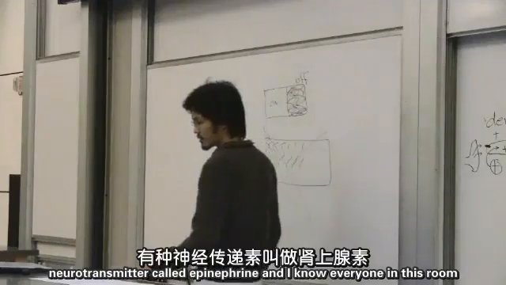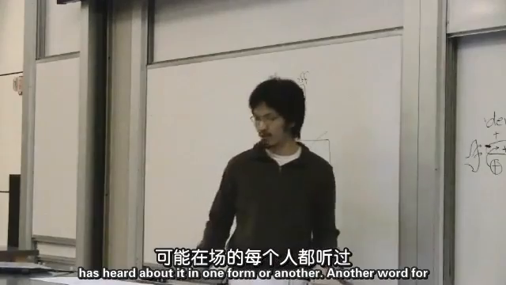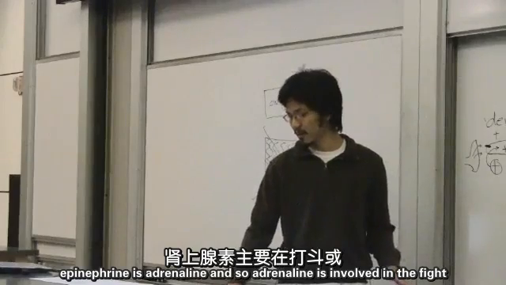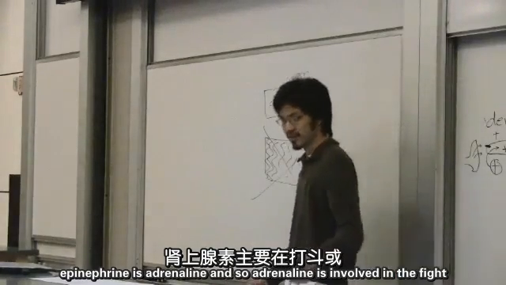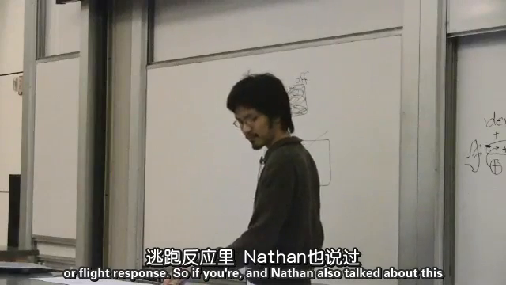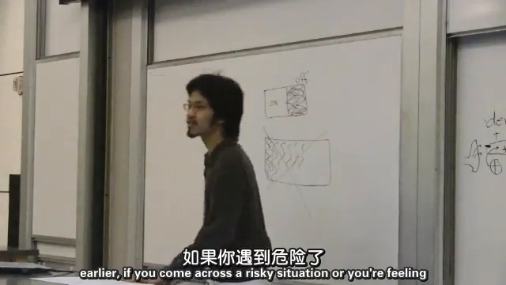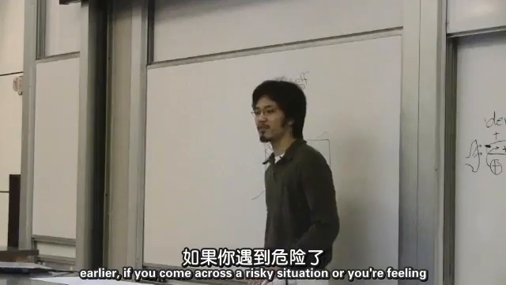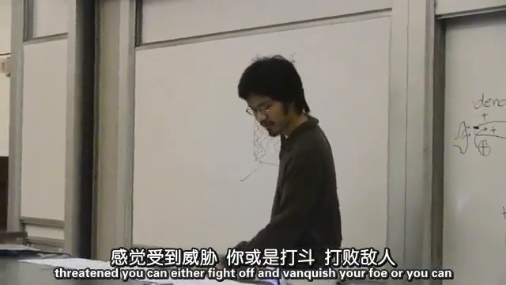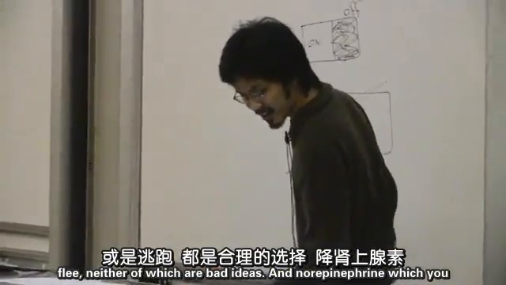You have another type of neurotransmitter called epinephrine, and I know everyone in this room has heard about it in one form or another. Another word for epinephrine is adrenaline. And so adrenaline is involved in the fight or flight response. Nathan also talked about this earlier. If you come across a risky situation or you're feeling threatened, you can either fight off and vanquish your foe, or you can flee, neither of which are bad ideas.